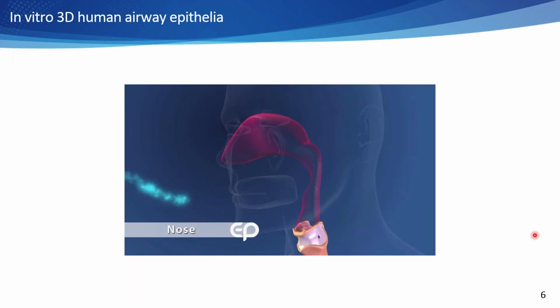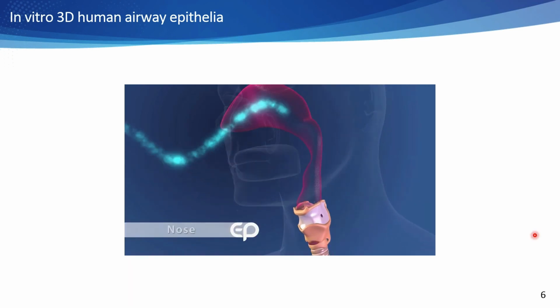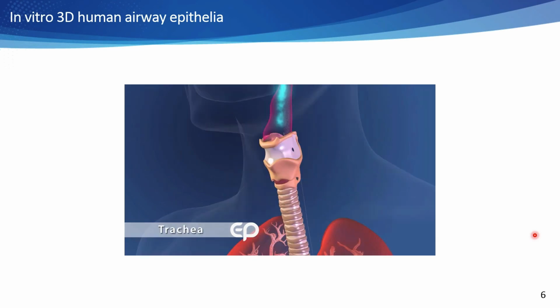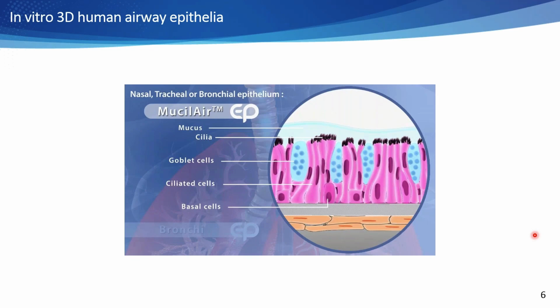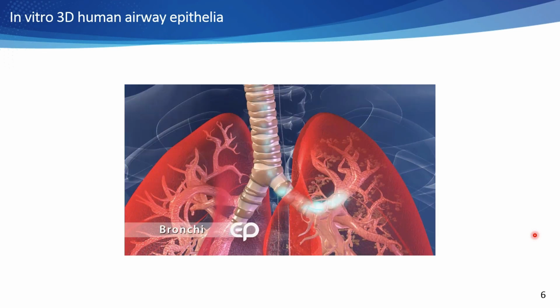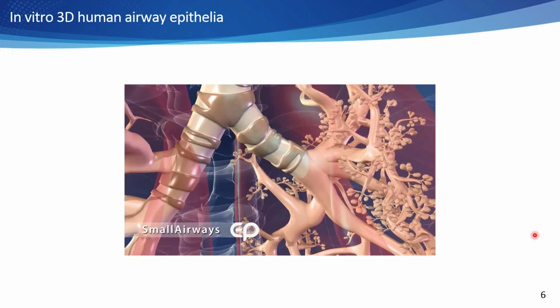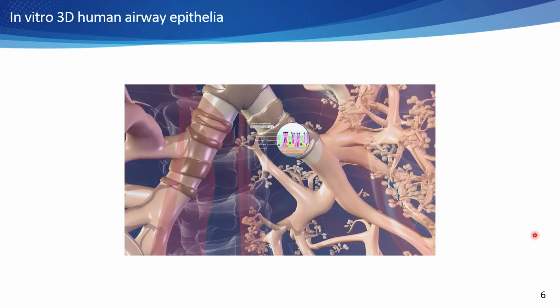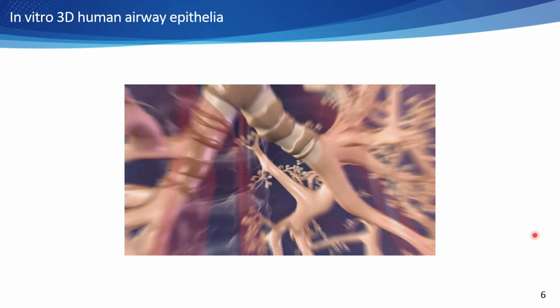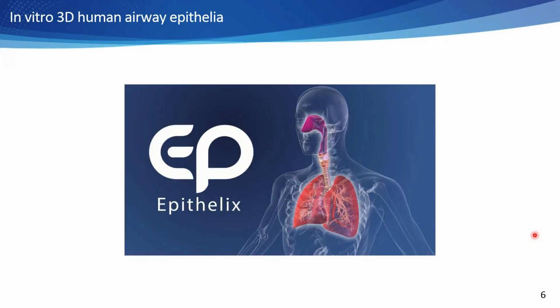So we have initially taken advantage of the models that we have developed at Epithelix: human airway epithelium from the nose, trachea, and bronchi, with a mucociliary system, which is made of three types of cells, basal cells, ciliated cells, and goblet cells, and the presence of mucus and cilia on top. And also small airway models. These are the bronchiolar regions, where we have another type of cells which come into play, known as club cells, cuboidal club cells, formerly described as Clara cells.